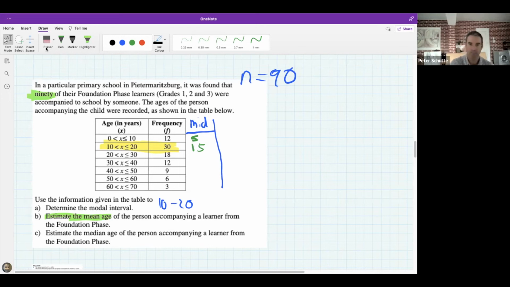Lisa has asked, how do I find the midpoint? In this case, Lisa, all I do is I take the two endpoints, I add them together and I divide by 2. So I'm just going 10 plus 20 divided by 2. And so in that case, it's going to be 15. In the first one, I went 0 plus 10 divided by 2, and that gave me 5. Does that help, Lisa?